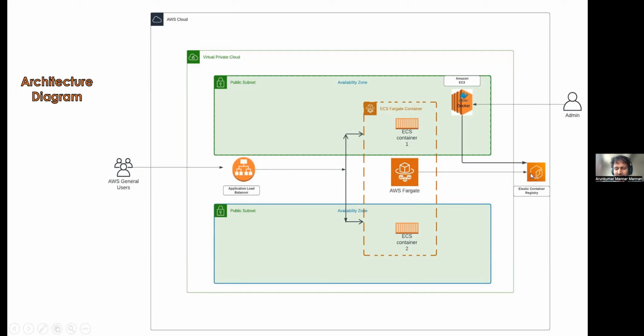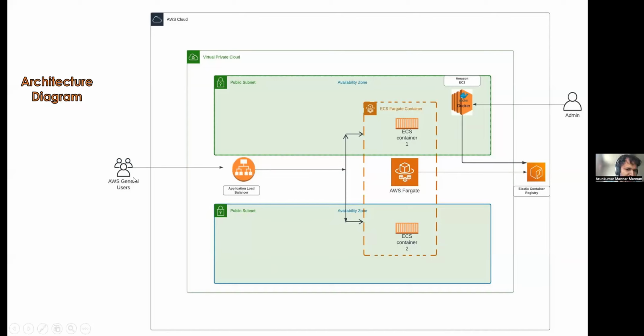So once the image is available, Fargate will take the image and spin up the containers in two availability zones, availability zone 1 and availability zone 2. Since you have two availability zones, it's highly available. Even if one availability zone goes down, your application will not be impacted. Production applications will keep running since you have high availability configured here.